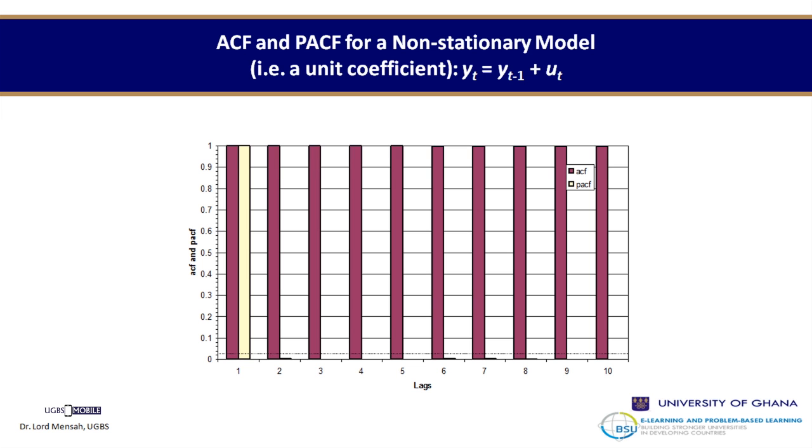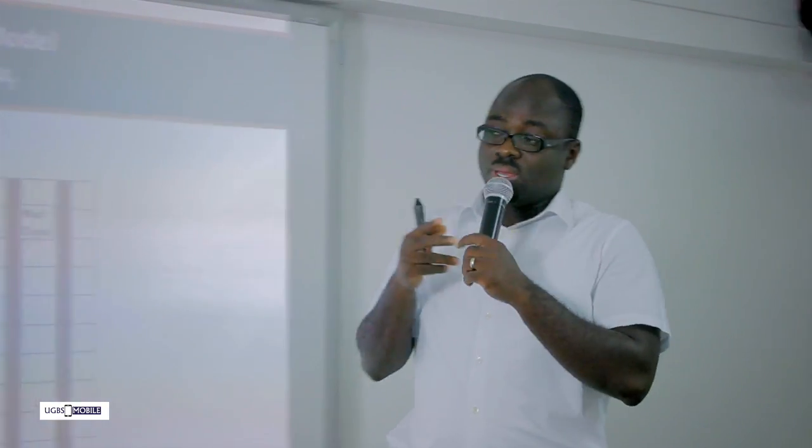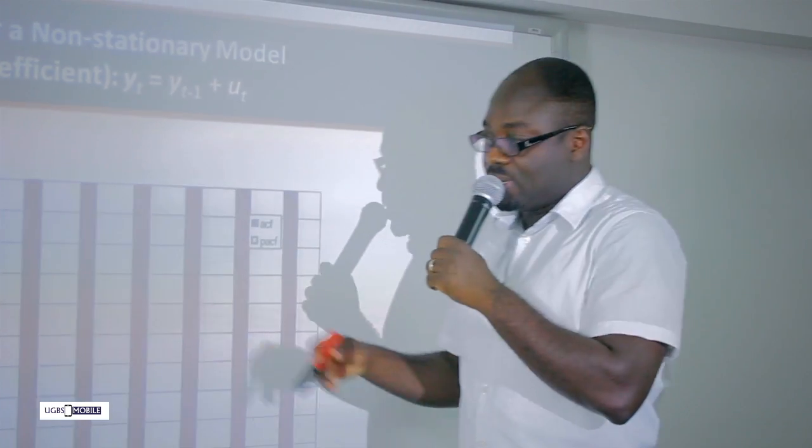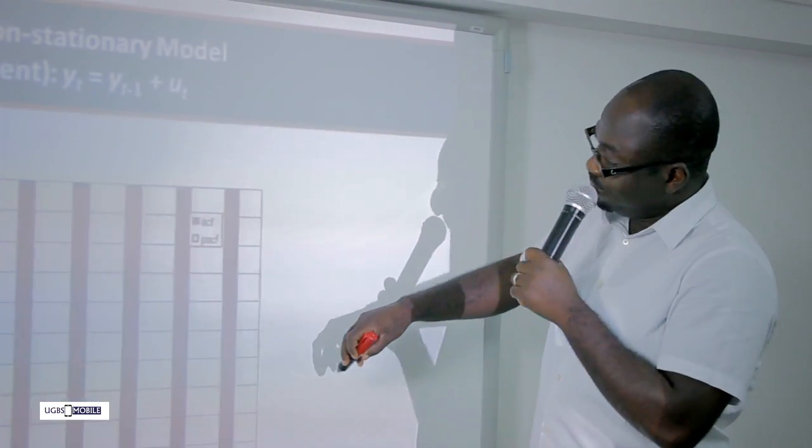And this is a requirement even when you're doing a regression. We expect that the right-hand side of the equation, the variables over there, will be stationary. If they're not stationary, you have to difference them to stationarize them. So we expect that it will be stationary as a variable.